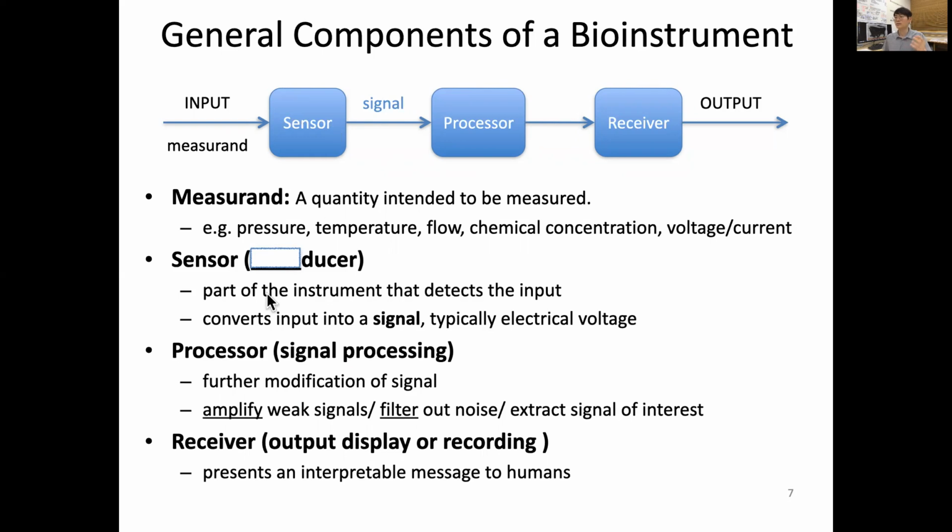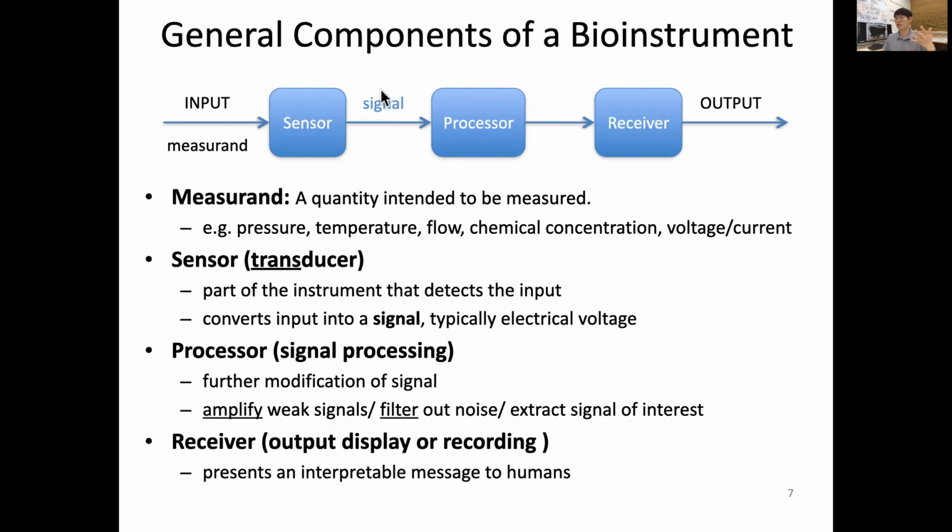A sensor is the part of the instrument that detects the input and usually converts it into a signal. Signals are now mostly electrical voltage. So the input can be a variety of physical or electrical entities that are converted into electrical voltage. A sensor is also called a transducer. You remember in the cell signaling pathway, there's the signal transduction pathway, because transduce means converting one type of signal to another type of information. So a sensor is a transducer.